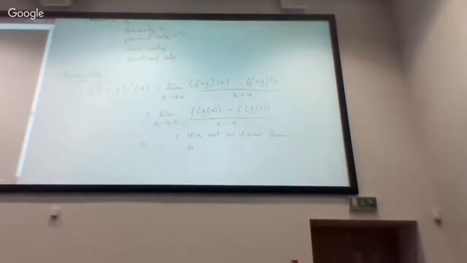Not so clear how to deal with f and g separately here, like we did previously when we were looking at the proof of linearity and the proof of the chain rule. So we maybe need a different approach.